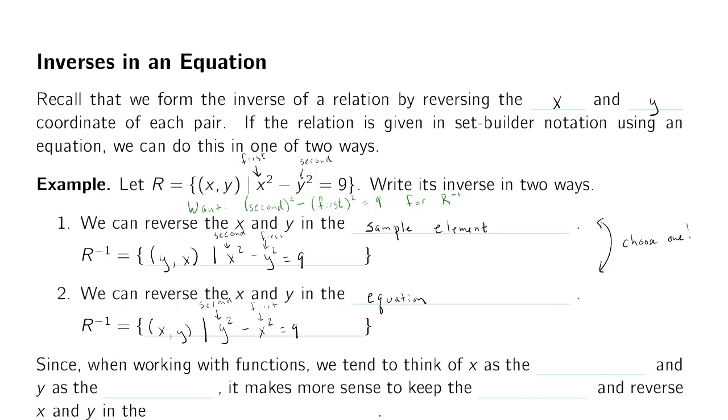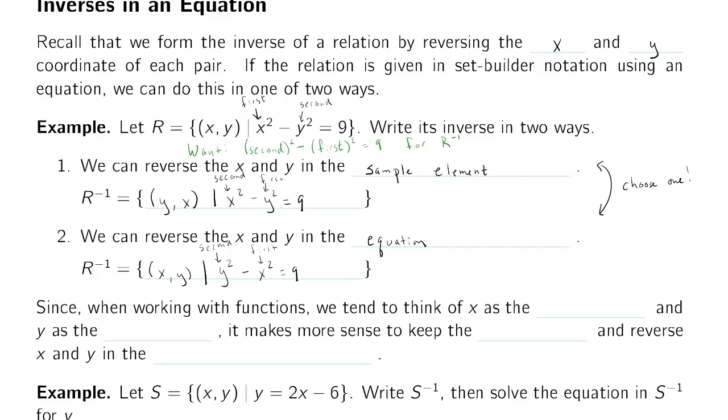And technically speaking, we can choose whichever option is most convenient for whatever we want to do next. But in practice, our real goal here is to work with functions, where we're thinking of x as representing the input and y as representing the output. And it makes more sense to keep x, y as the form of the pair. So it makes more sense to keep the pair in the order x, y and reverse the x and y in the equation. So that's what we'll usually do, unless we have a super compelling reason to do something else.